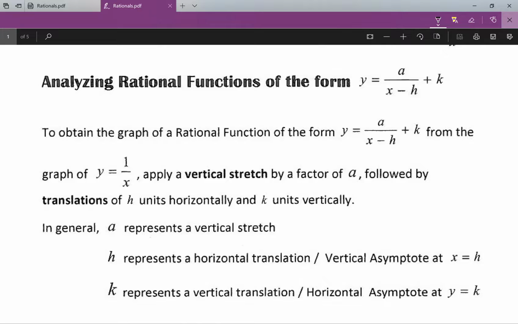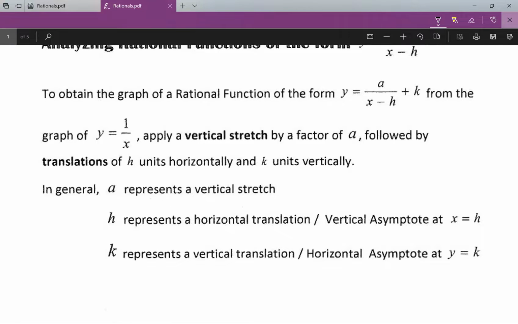So we have that a represents the vertical stretch factor, h represents the horizontal translation, rather, there's a vertical asymptote at x equals h, and k represents the vertical translation. There's what we call a horizontal asymptote at y equals k.